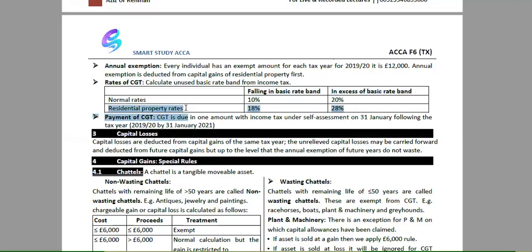Residential property rates. If an individual has any residential property, so students please remember, rate of the residential property is bit higher. Instead of 10%, it is 18%, and instead of 20%, it is 28%. So let's discuss an example on residential property gains as well, and that would be the last point for today.